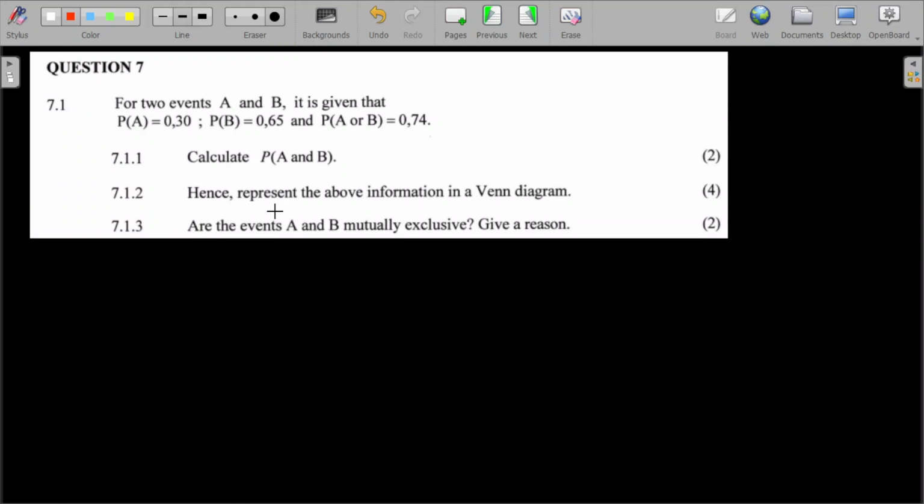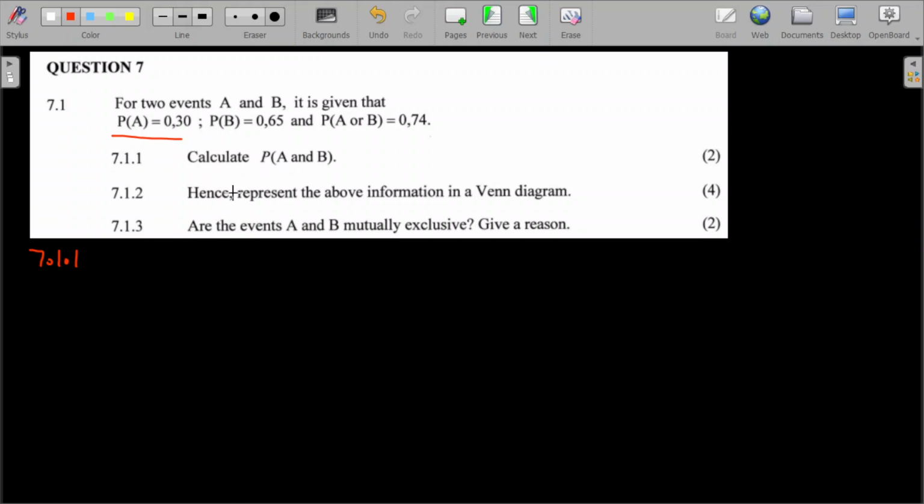The paper that we're dealing with is November 2019. So in this video, we'll be dealing with some probability that is based in grade 10. So question 7 here, it's telling us that the probability of A is 0.30, and the probability of B is 0.65, and the probability of A or B is 0.74.